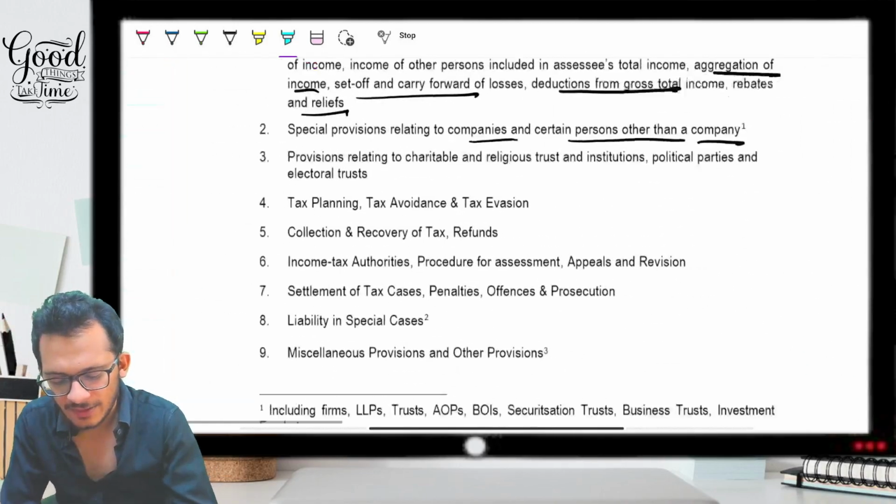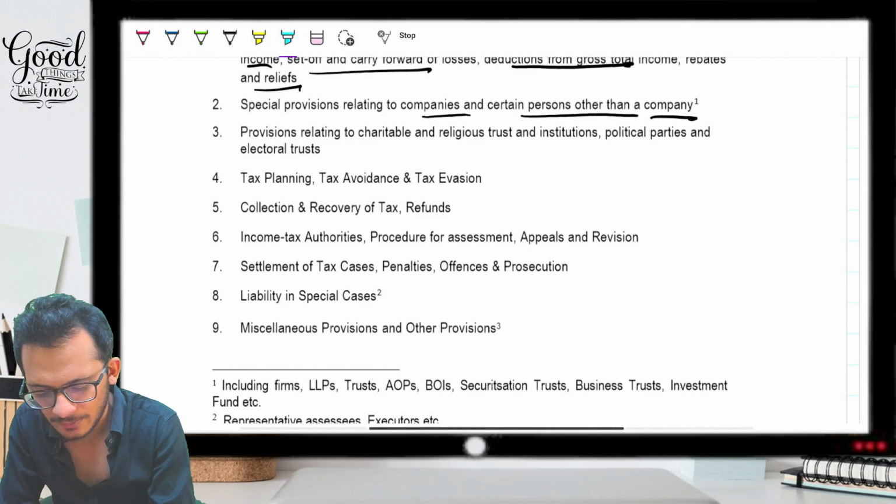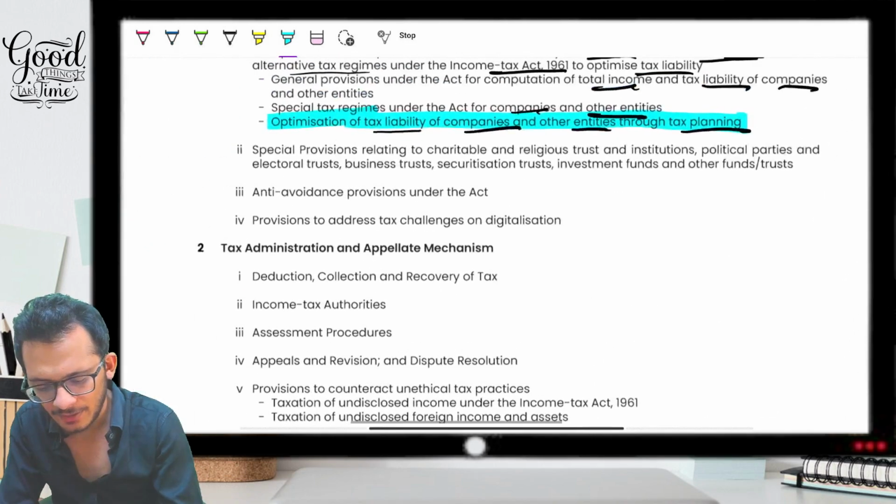Next, on the left side you have provisions relating to charitable and religious trusts, political parties and electoral trusts. I think that's the same thing here as well.